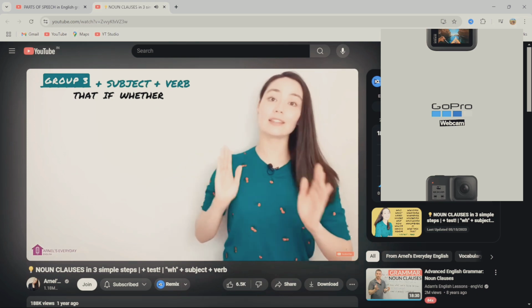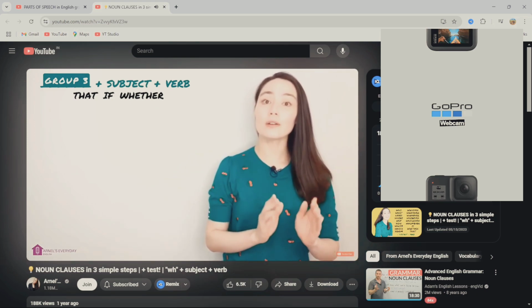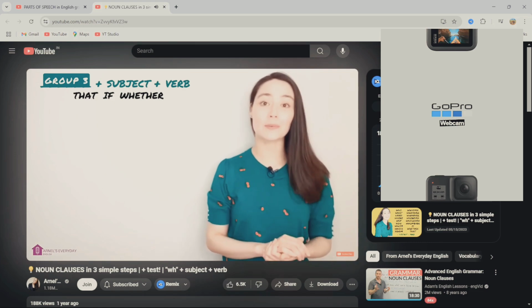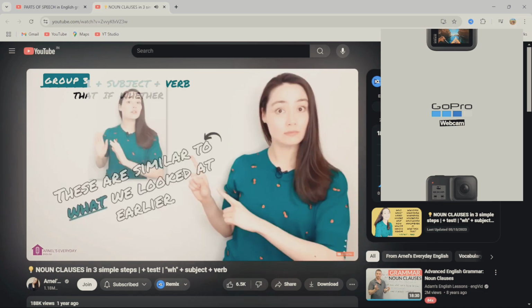Group number 3, last but not least, we have that, if, whether, plus subject, plus verb. These are similar to what we looked at earlier.